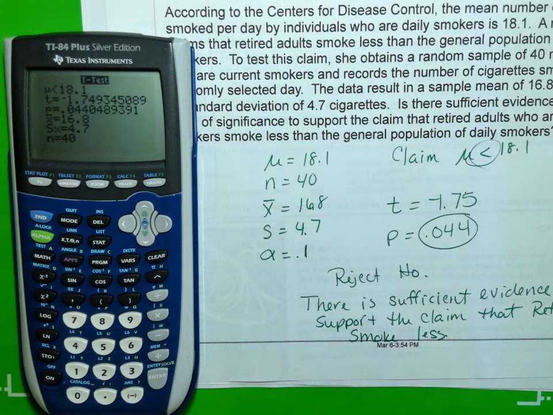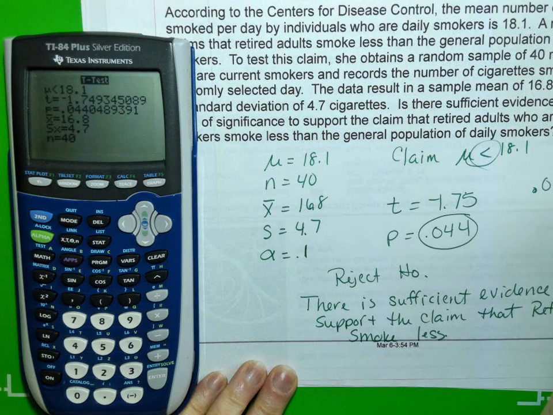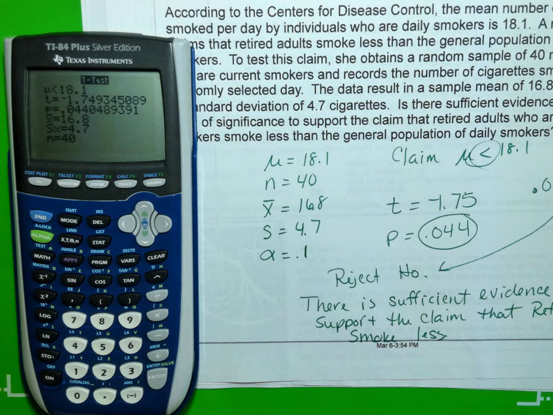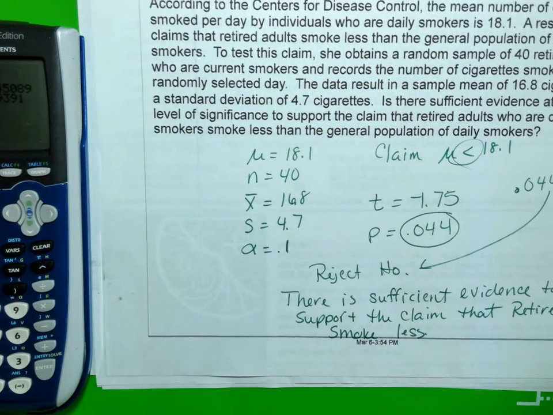Again, we're comparing 0.044 and 0.1. This is less than. That is why we reject. Shall we do that again? Practice again? I think it's a plan. Anybody still need this one?